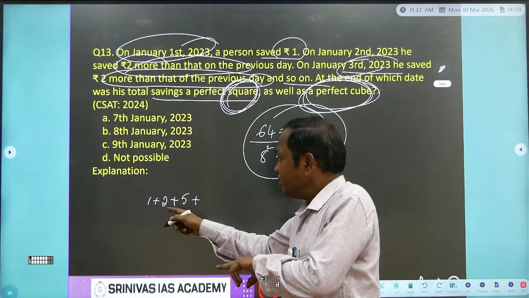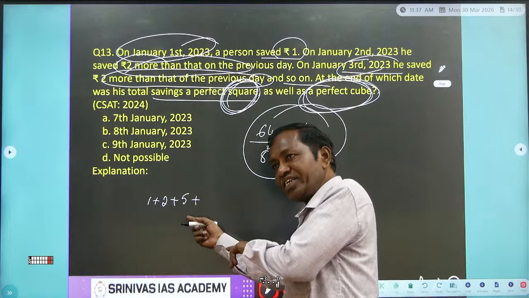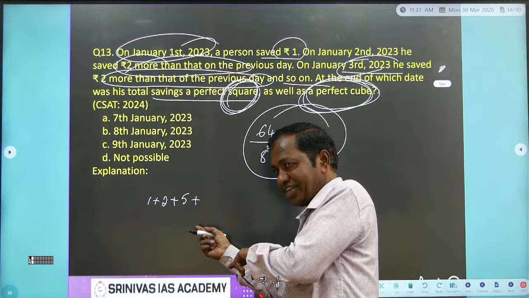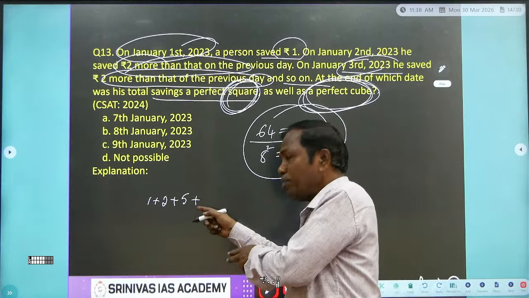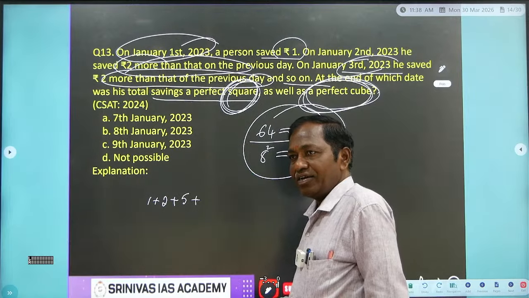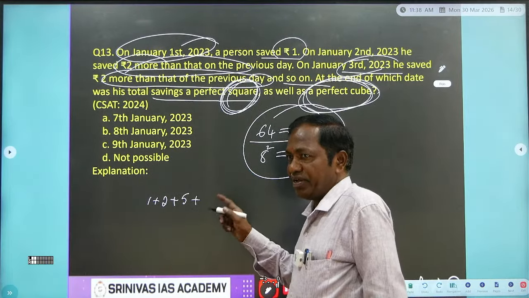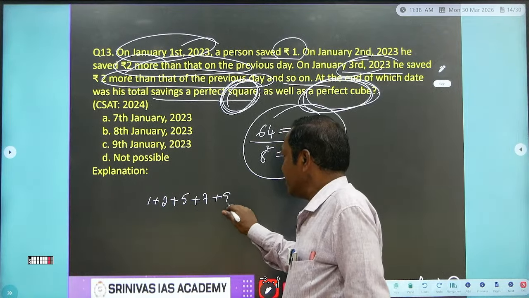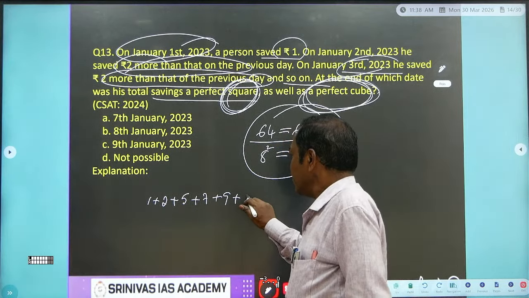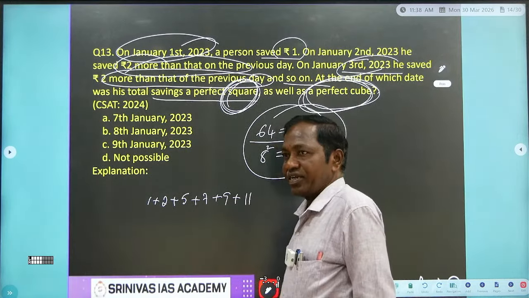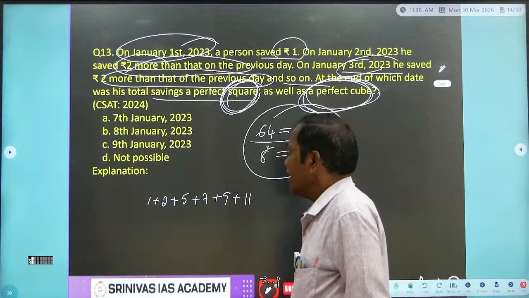They already have the 3 rupees. On the next day, 3 rupees plus 2 is 5. 5 plus 2 is 7. 2 rupees is being increased every day, right? 7 plus 2 is 9. 9 plus 2 is 11. You can take it up to 7 January.